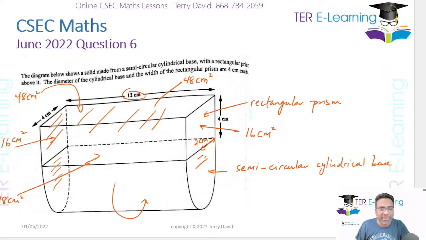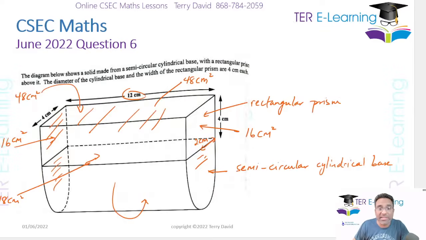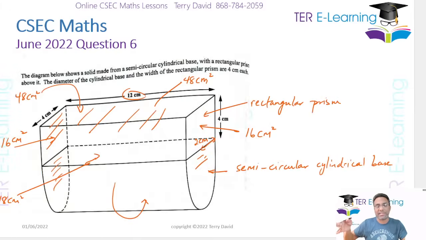So from the rectangular prism, we have to add, let's look at all the faces. You have 3 faces that are 48. That's the top, the back, and the front. So that's 3 multiplied by 48, plus we have 2 faces on the sides, which are 16. So that's 2 by 16.